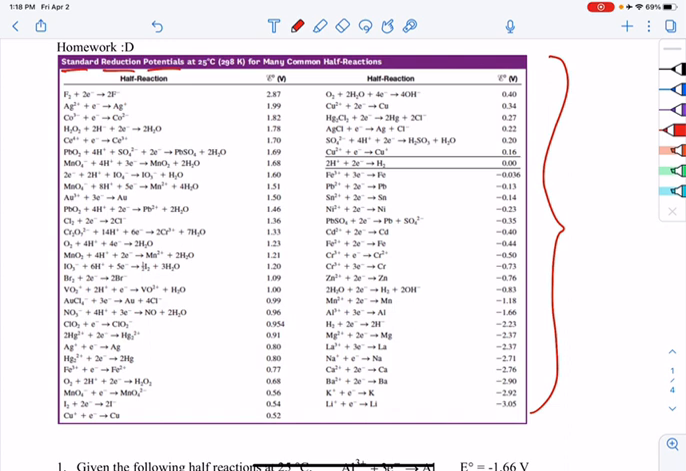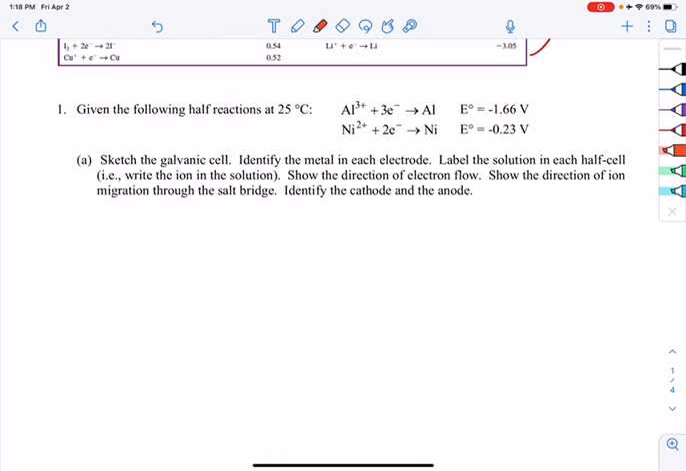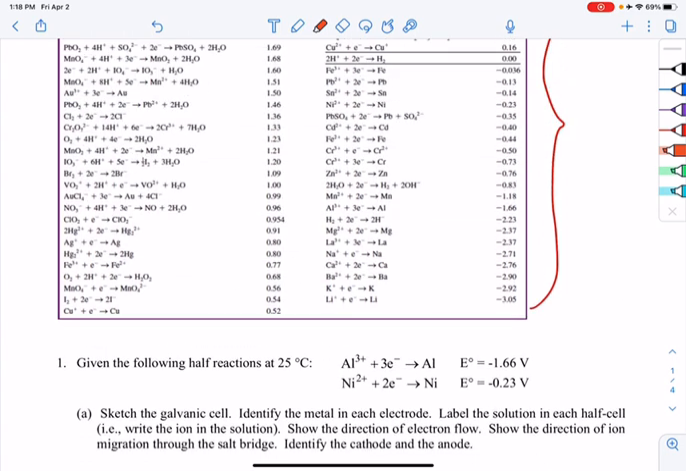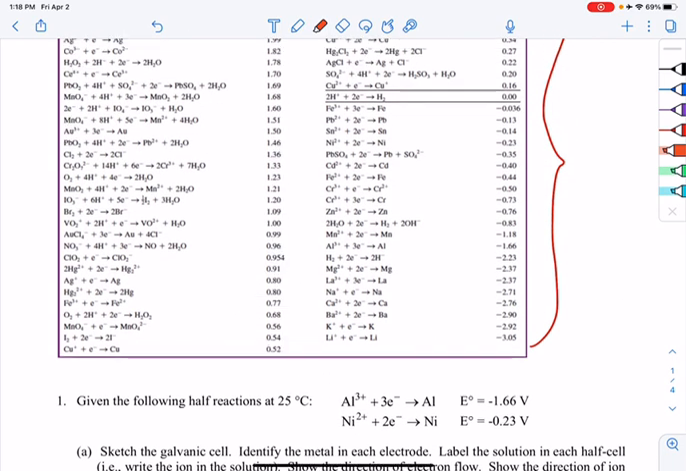We call them half reactions because if you have reduction, you have to have another reaction where oxidation is occurring, right? But all of these are written as reductions. Remember, if you flip any of these reactions, the sign of the voltage will change. Okay, so let's get started. The first thing is that we're given two half reactions, aluminum plus 3 electrons and nickel plus 2 electrons.